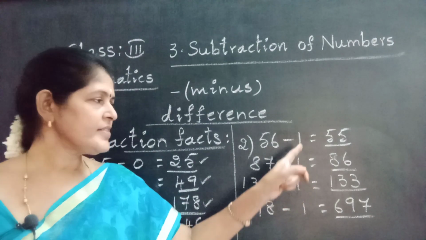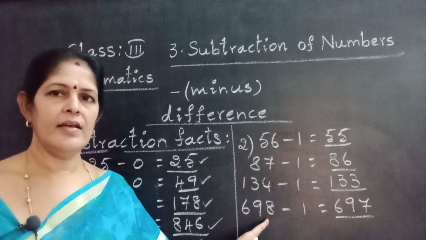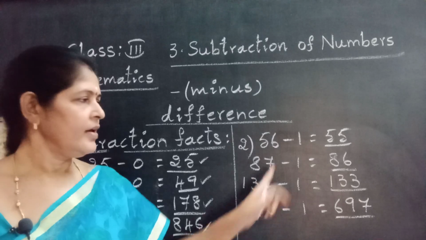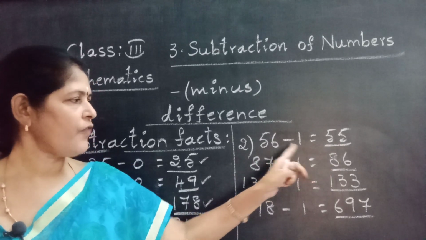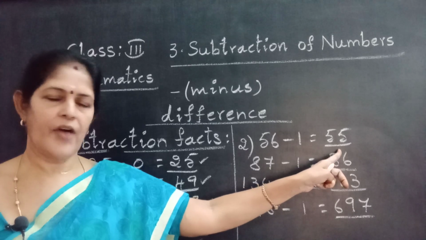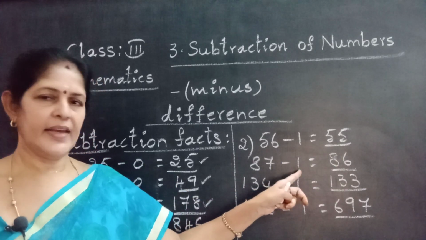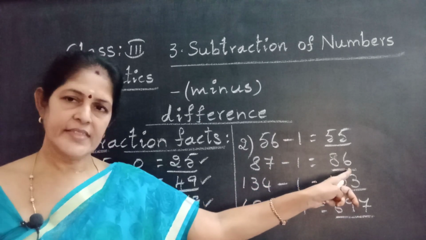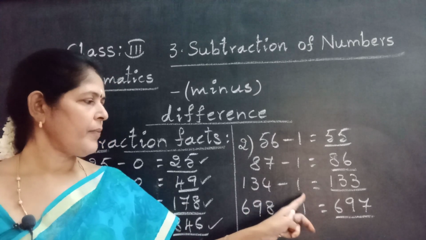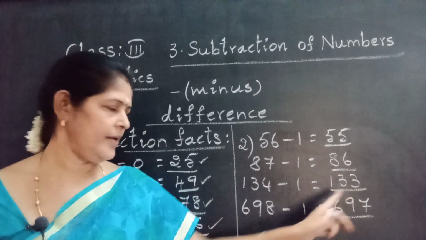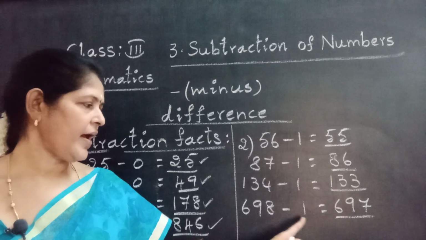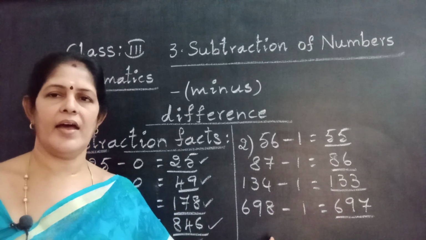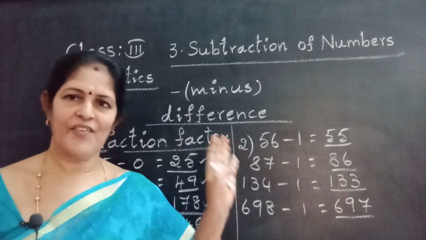Once again, when we subtract 1 from a number, the difference is the before number of the given number. See the example, 56 minus 1, 55. 87 minus 1, the difference is the number before 87, 86. 134 minus 1, 133. 698 minus 1, 697. 1 less than the given number, or the before number of the given number.